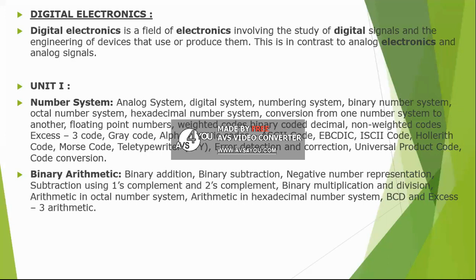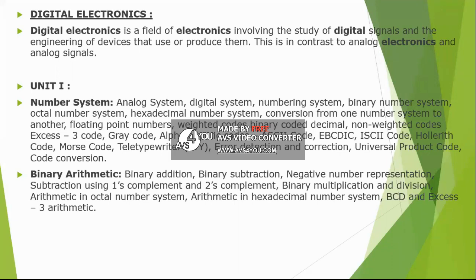So in unit one, we'll be learning about number systems. What is a number system? Analog system, digital system. Then we have the numbering system. What are binary numbers, octal numbers, hexadecimal numbers? Then we have conversion from one number system to another. Then we have floating point numbers. Then we have weighted codes, binary coded decimal, non-weighted codes, XS3 codes, then Gray code. Then we have ASCII code.